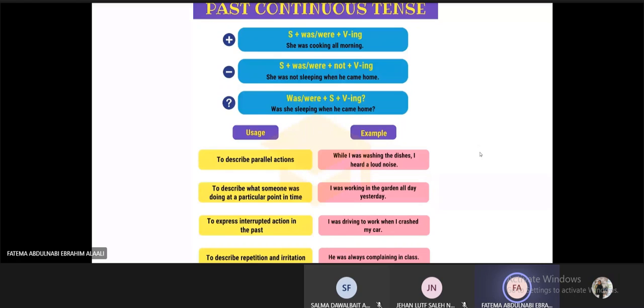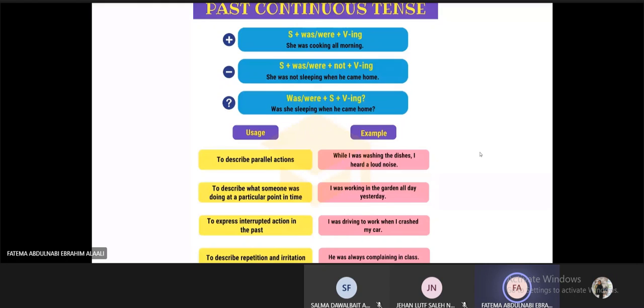Number two, describe what someone was doing at a particular point in time. Like, I was working in the garden all day yesterday. Describe something that I was doing or someone was doing at a particular point in time.